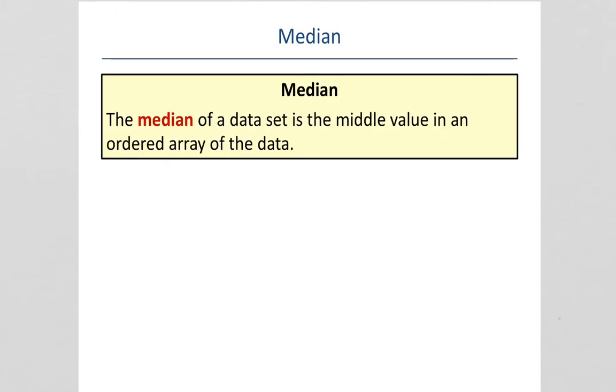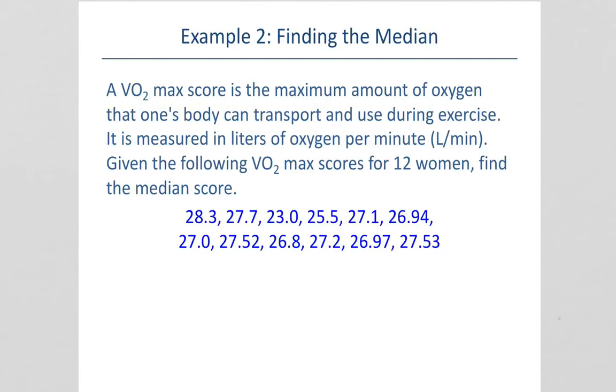The median of a data set is the middle value in an ordered array of the data. So basically, you put the data in order and then find the middle number, and that's the median. Unless there's an even set of numbers. And so we're going to look at an example of that right now.